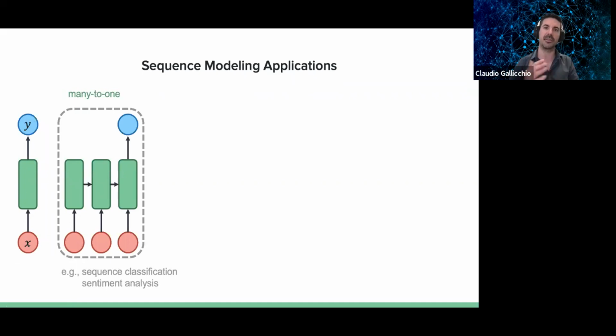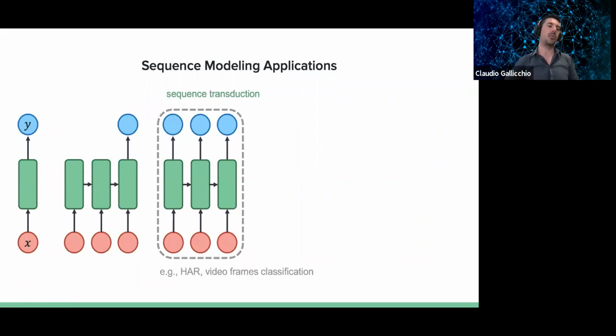So what happens when we introduce the concept of sequential processing in this picture? We can extend to deal with many-to-one tasks, which means we have sequential information in input and one single atomic piece of information in output. Examples are sequence classification or sentiment analysis, where we have an input sentence and we want to predict the polarity of the concept expressed by the sentence. So this one is called many-to-one. Then we can also have sequence transduction, where we have a sequence both in input and in output, and these two sequences are isomorphic. So at every time step we have an input and we want an output. For example, in human activity recognition, for every time step I want to predict what the user is doing, or video frame classification, when I want to classify all the frames in a video, etc.